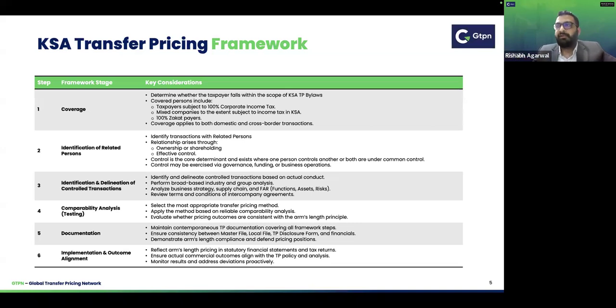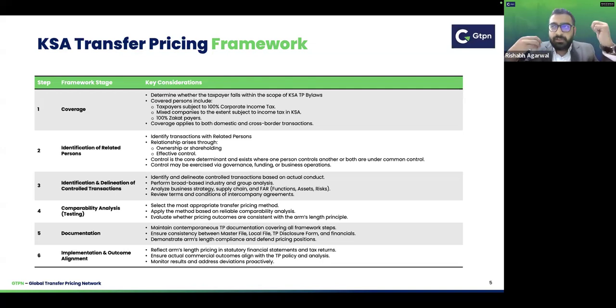I think Praneeth has clarified the first part, that it is applicable to everyone, in terms of taxpayers subject to corporate tax, mixed companies, or taxpayers subject to zakat as well. So there is no doubt about whether I'm paying zakat, am I liable to do transfer pricing? I am paying only corporate tax, am I liable to do transfer pricing? That confusion, that differentiation has been removed in the recent past amendments. So in terms of coverage, both of them are covered.